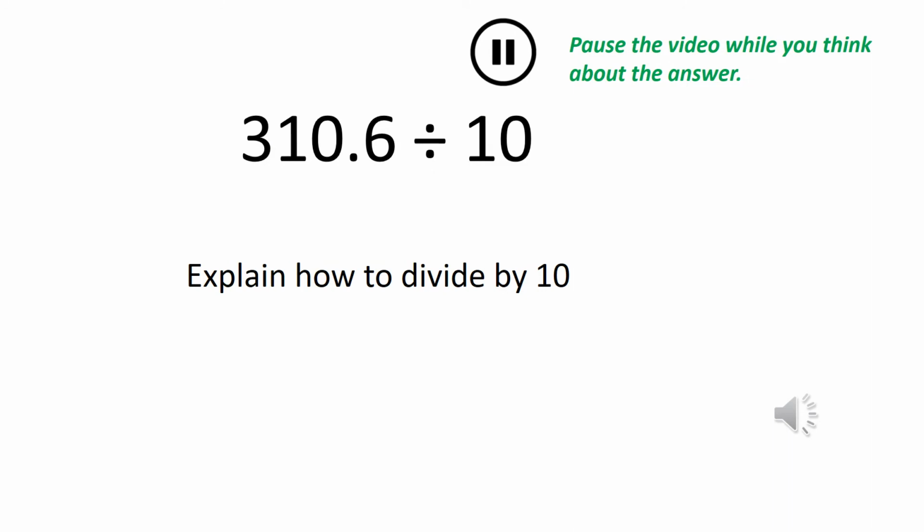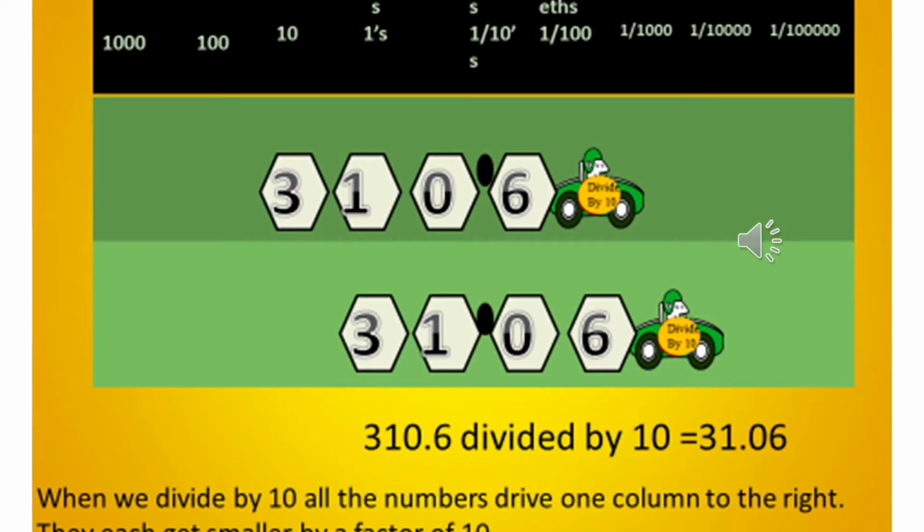What about dividing by 10? Explain to somebody around you how you would divide by 10. So dividing by 10, all of the digits move one place value column to the right because the number is getting smaller. They move one place value column because we are dividing by 10.